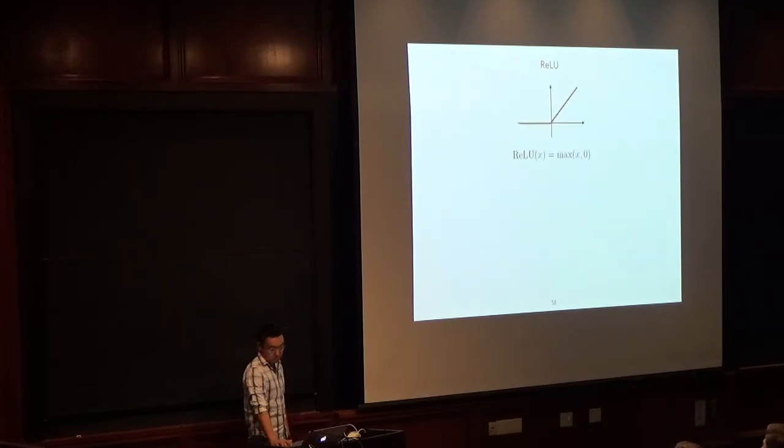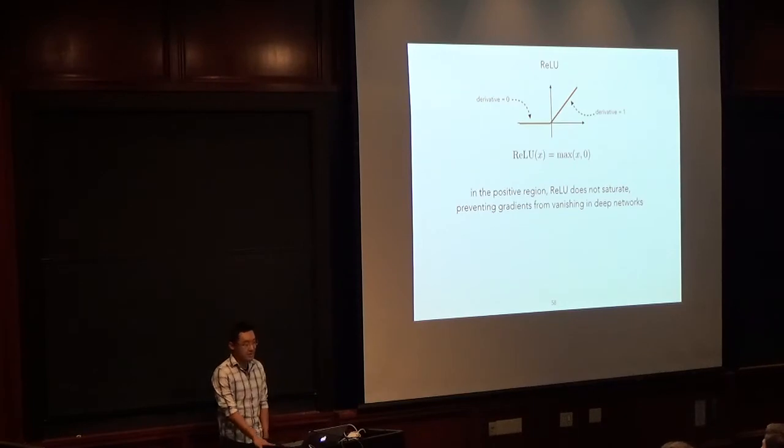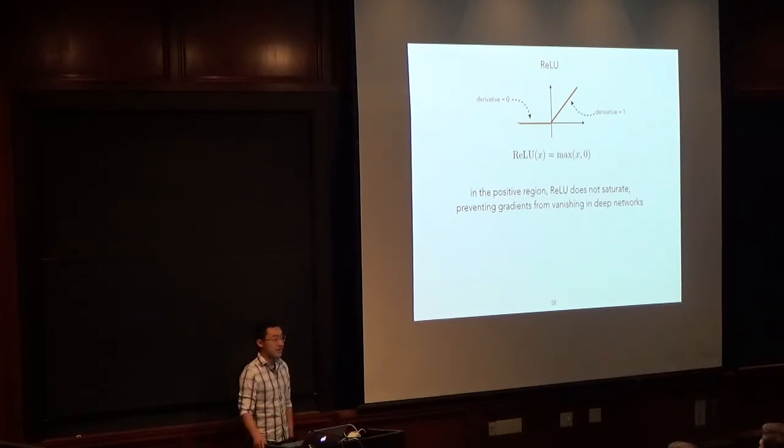The ReLU looks like this. The derivative is 1 forever on the positive side and 0 forever on the negative side. So in the positive region, the ReLU does not saturate. So as long as this neuron is active on some subset of the training data, it will always pass a gradient through.